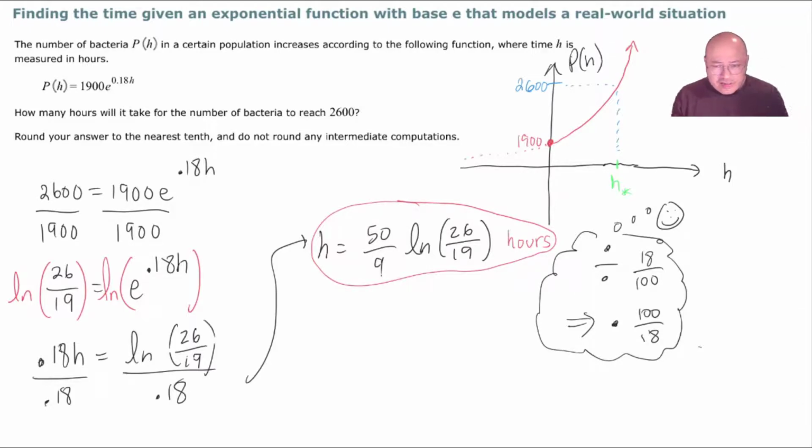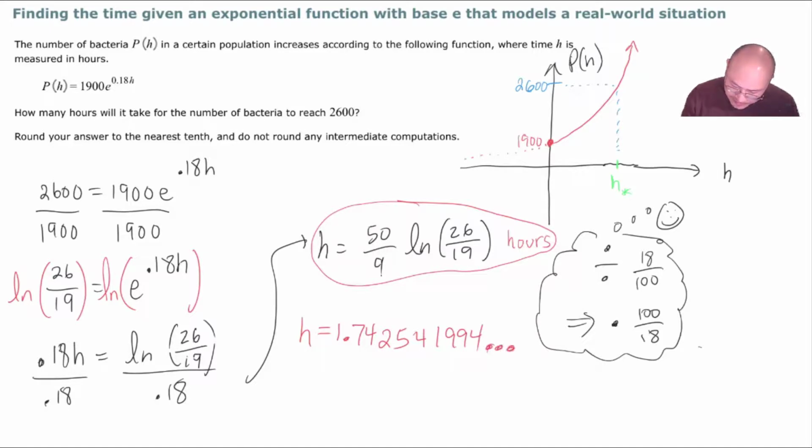Now, let's find a decimal approximation. Typically, you get your scientific calculator, and you're going to type the natural log of 26 over 19 first. I'm going to go ahead and hit enter. Then I'm going to multiply it by 800. And then I'm going to divide by 9. And we get this number here. H has this decimal representation: 1.742541994... because it never stops.